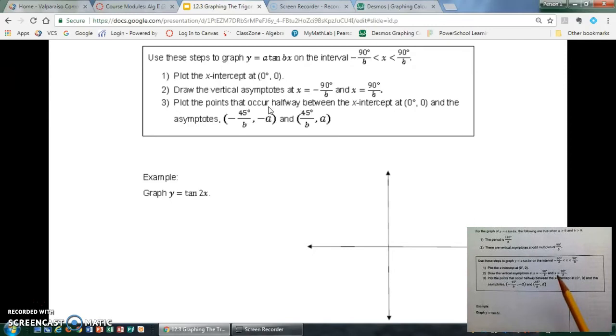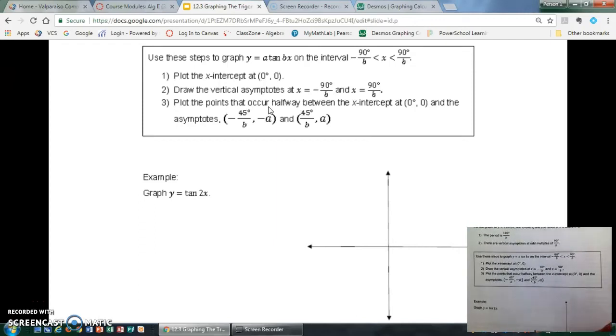So let's take a look at the graph of y equals the tangent of 2x. So on the interval of negative 90 degrees to positive 90 degrees, and in this case, 90 over the b value, which is 45. So we know that it's going to have an x-intercept at 0, 0, and then those vertical asymptotes at negative 90 over b and positive 90 over b. Okay, so b is 2, so negative 45 degrees and positive 45 degrees.